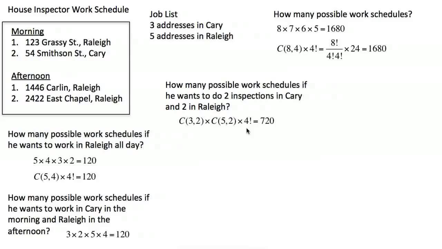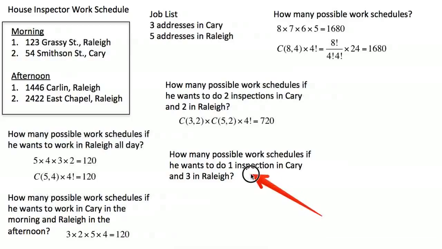factorial ways. So we're again just piecing together the multiplication principle where we're using various techniques to count the things that get multiplied. Multiply all this out, you get 720 possibilities for 2 inspections in Cary and 2 in Raleigh.